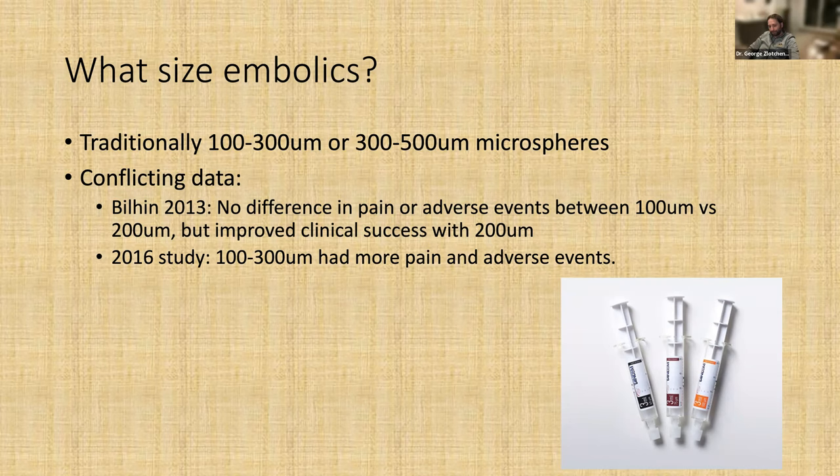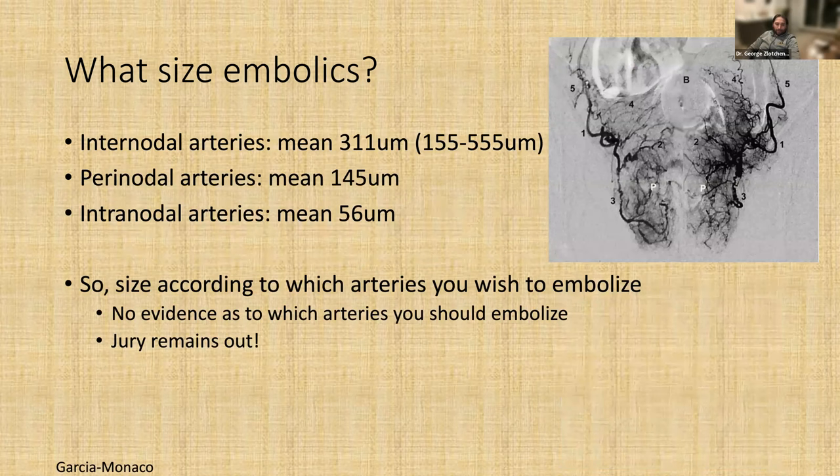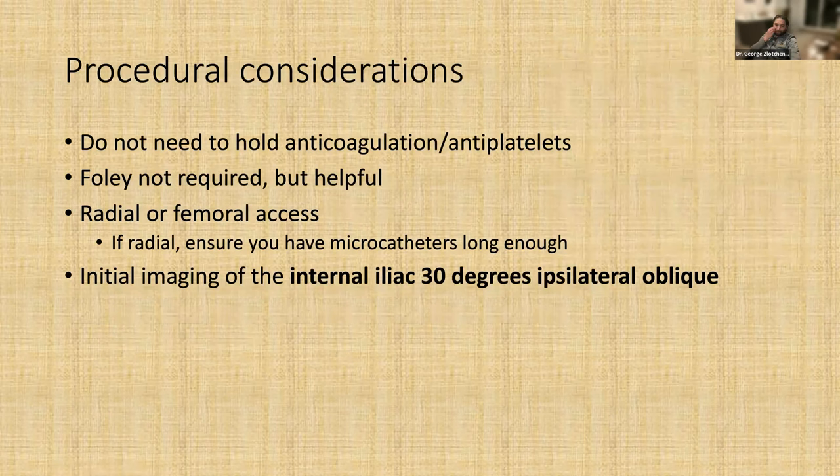Again, what size embolic? The intranodal arteries measure about 311 microns, 155 to 555. The perinodal arteries measure about 145, and the intranodal arteries, the mean is 56. Sorry, I don't really know. There's two, internodal versus intranodal. Basically, the deeper inside the prostate you get, your vessels obviously get smaller. There's no evidence of which particle size you should use. The jury is out. You won't be faulted for either one of them. But I would not go any bigger than 300 to 500 micron microspheres.